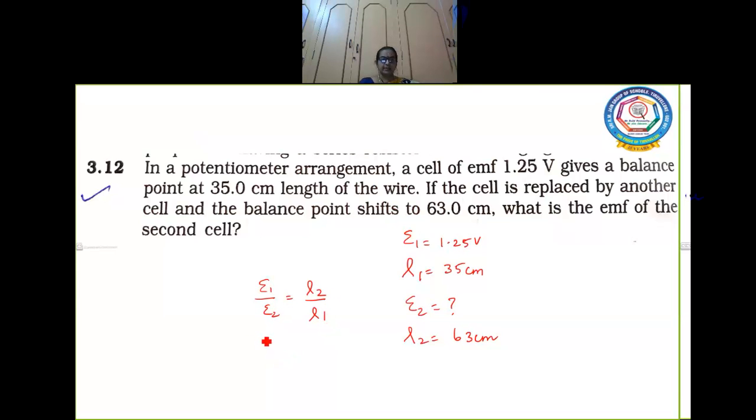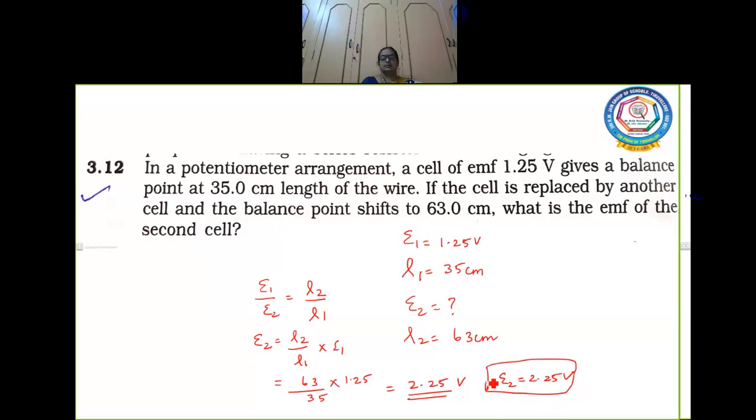Okay, I need to find out the value of psi2. So psi2 is L2 by L1 into psi1. So substitute L2 as 63 and L1 as, what is the value of L1? It is 35, children, into what is psi1? Psi1 is 1.25. So when I simplify this, I will get the value of psi2 to be 2.25 volt. So psi2 value is 2.25 volt.